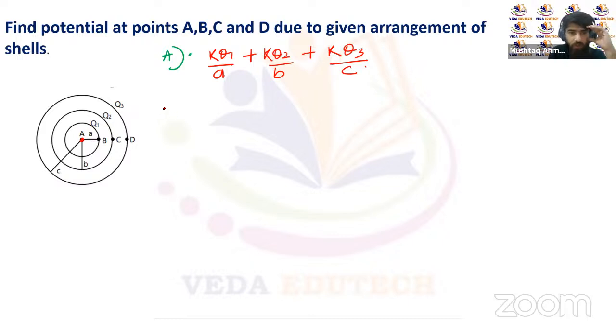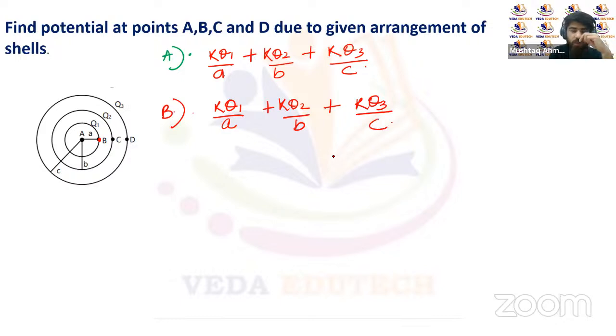Now talking about the potential at point B. For the first sphere, point B is outside it, so the potential because of the Q1 charge will be KQ1 upon the radius of this sphere, that is A. But for the second sphere, B is an inside point for this second shell, so the potential will be KQ2 upon B. And for the third spherical shell also, B is an inside point, so KQ3 upon C will be the potential. So you can see here once again it's KQ1 upon A, KQ2 upon B plus KQ3 upon C. It's the same potential.